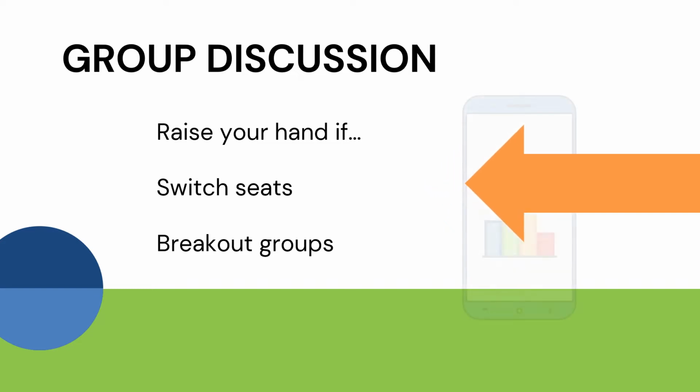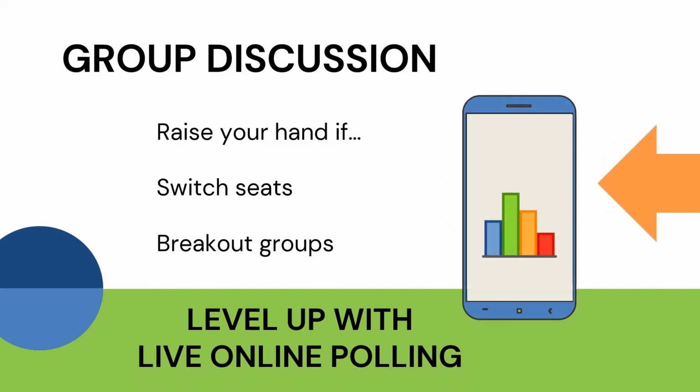And you can level up your group discussion by using technology. There are a lot of live online polling options out there, and many are free. This is a great way to include reluctant audience members as well, because it's much easier to type something on your phone than raise your hand and speak. Different sites have different features that allow multiple choice questions, open-ended questions, or even quiz games. You can choose the features that work best for your learning objectives.